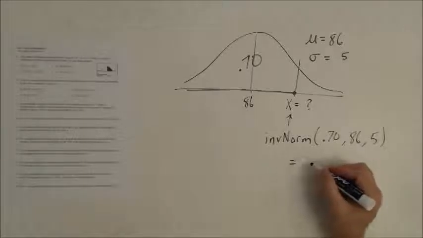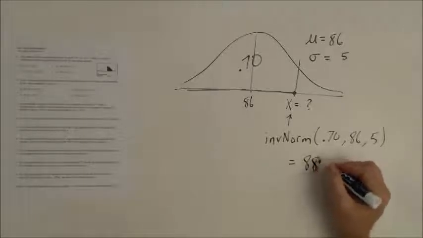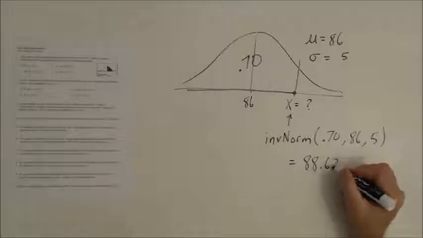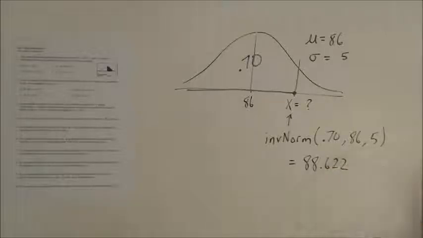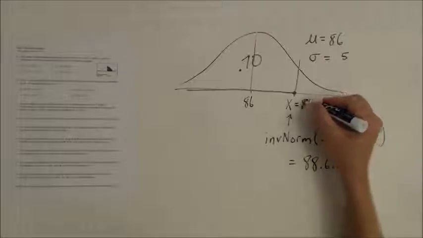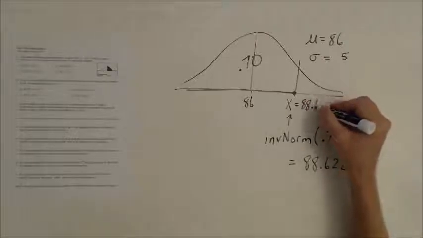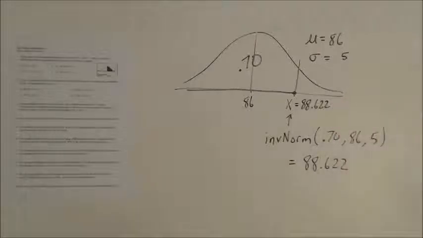Computing this value on our calculator, we find the value of x is about 88.62. Thus, our location, that is described as the 70th percentile, is at 88.62.